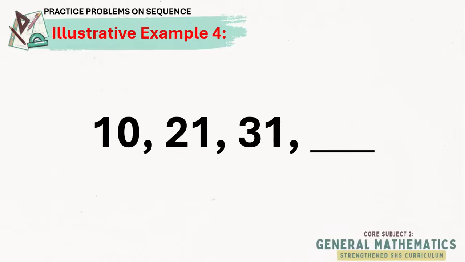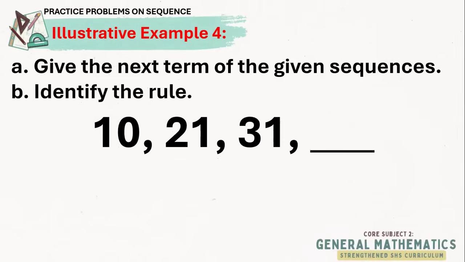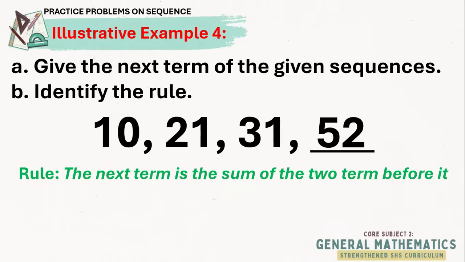Now, let's move now to item number 4. 10, 21, 31. Does it seem familiar? Did you get 52 as the correct answer? If your answer is 52, then you are right. Again, this is an application of adding the two terms before it.